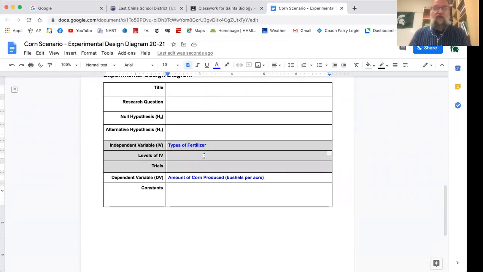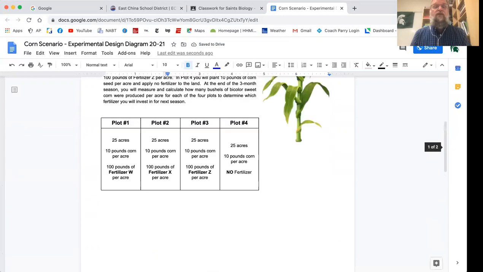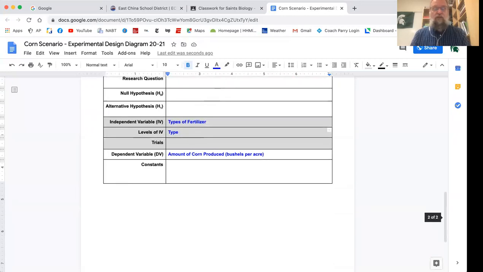And so the levels of the variable: what types are we using? One is going to get the type W fertilizer. I'm going to leave a little space as if I made a box. Another is going to have type X fertilizer, and another is going to get type Z fertilizer, and the 4th one is going to get no fertilizer.